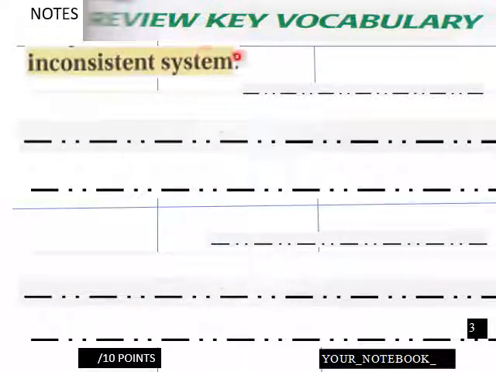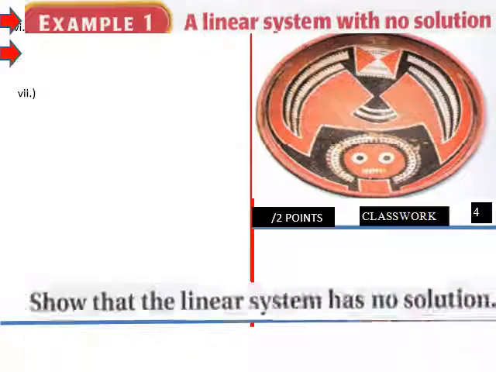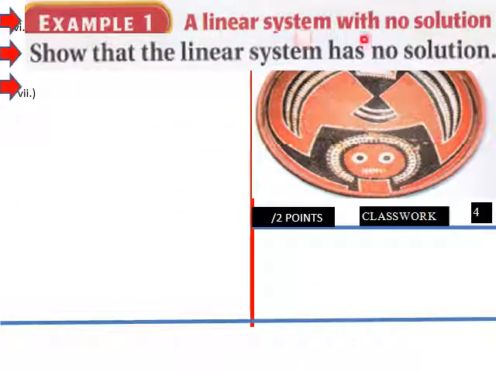Okay, so an inconsistent system, students, in your own words, identify that. And then a consistent dependent system here, identify that. Okay, example 1, a linear system with no solution.